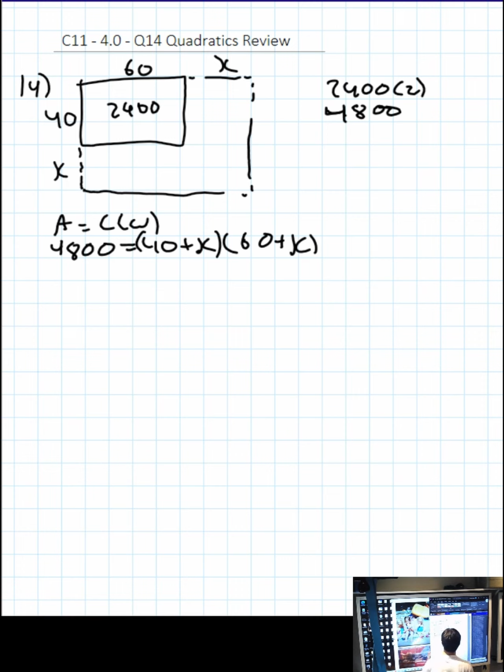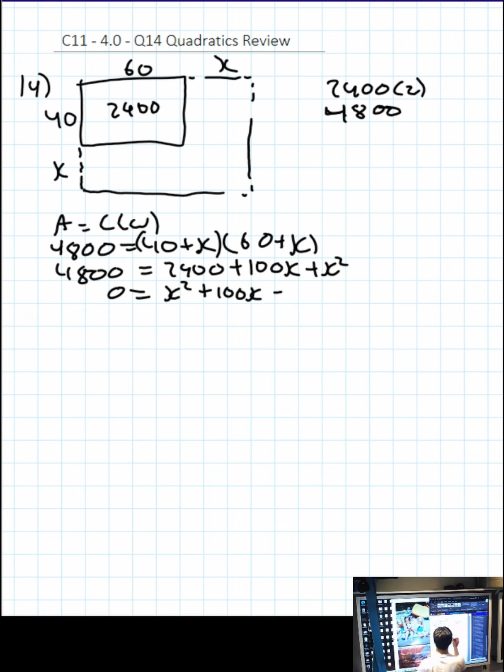Okay, let's clean it up. 4800 equals, FOIL it out, 2400 plus 100x plus x squared, 0 equals x squared plus 100x minus 2400. That'll factor to be x minus, excuse me, whoa, I don't know what that factors to be. Hang tight. Okay, so excuse us, we had to work on that for a second, but it factors to be x minus 20 and x plus 120.